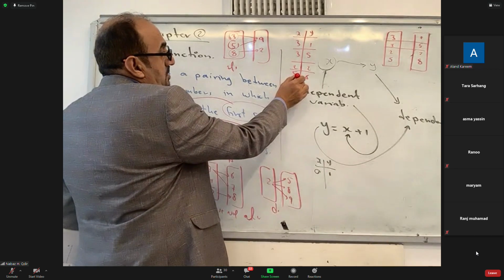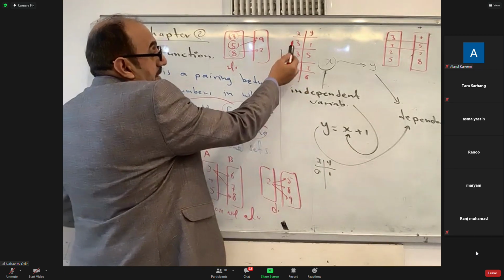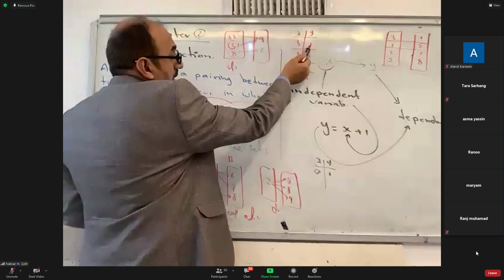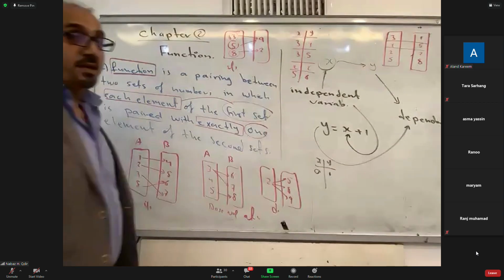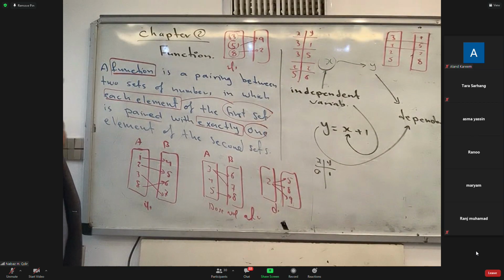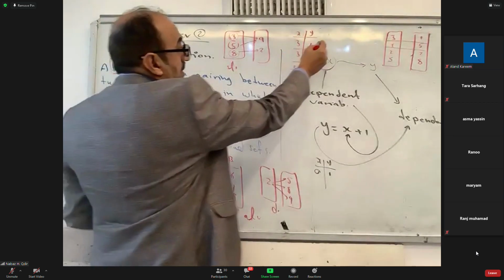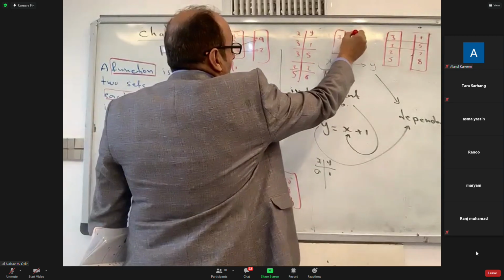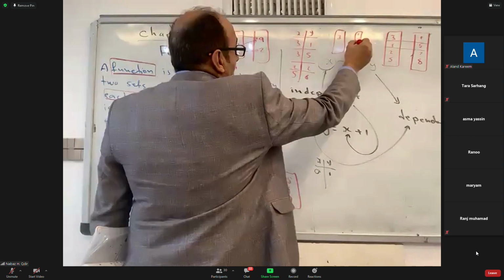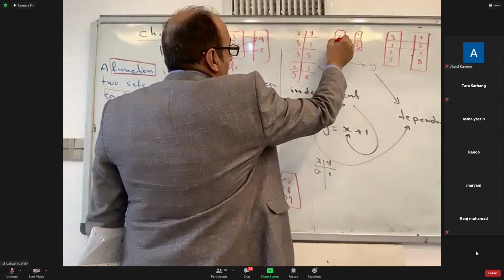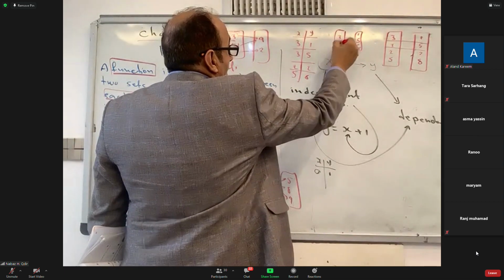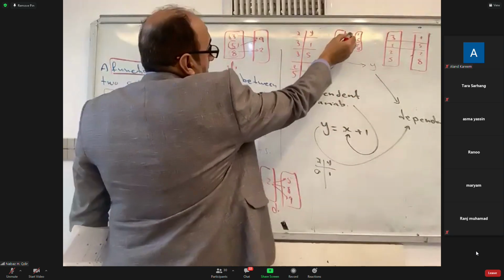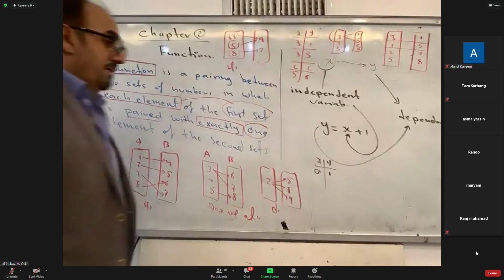This is not a function because each number, this number 3, is connected with 1 and with 3. It should be connected with one element. Here, 3 with 1, 3 with 5, 3 with 1, 3 with 5. That means this is not a function.